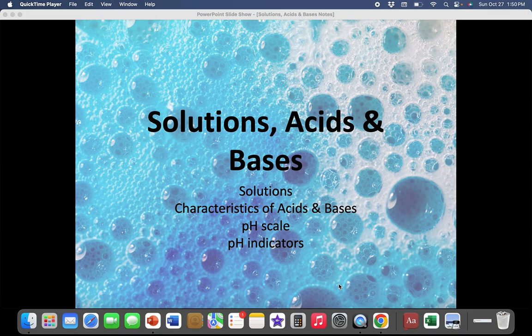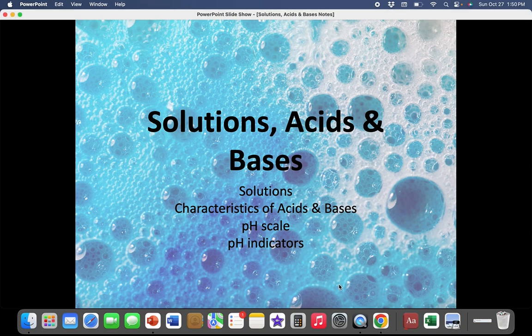We're just going to go through the first part of this, which is definitions of what a solution is and the parts of a solution, and then also a little bit about how we measure solutions and the characteristics that we can describe. Eventually, we'll talk about acids and bases and how we define those, and a little bit about the pH scale and how we can measure pH. And then finally, about a class of chemicals called pH indicators, which are a lot of fun to play with.